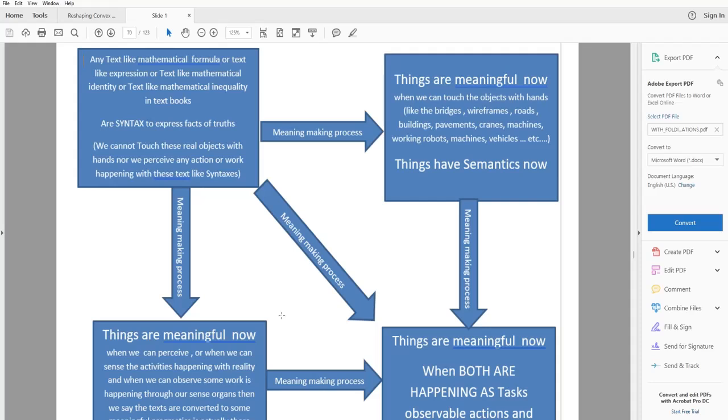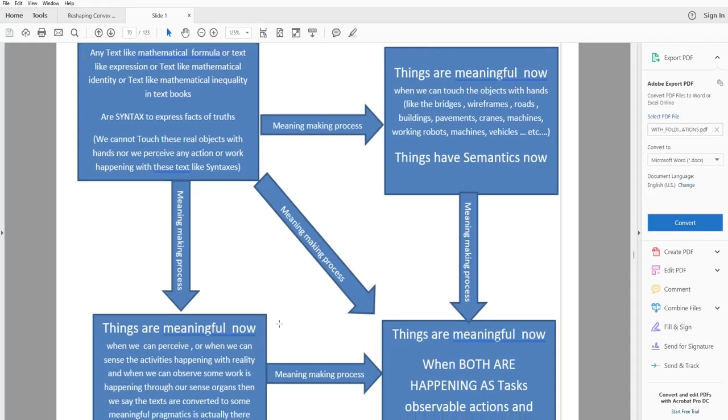Things are meaningful now when the semantics are generated, and that means when we can touch the objects with the hands, like bridges, wireframes, roads, buildings, pavements, cranes, machines, working robots, vehicles, etc. These things are semantically, practically, really holdable objects. These are not syntax. So converting these syntax-like objects to real semantics is important, and to do this, geometrifying trigonometry is very important.